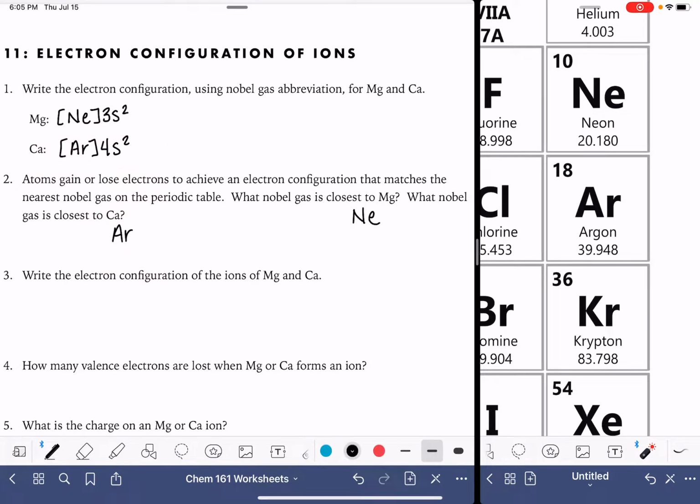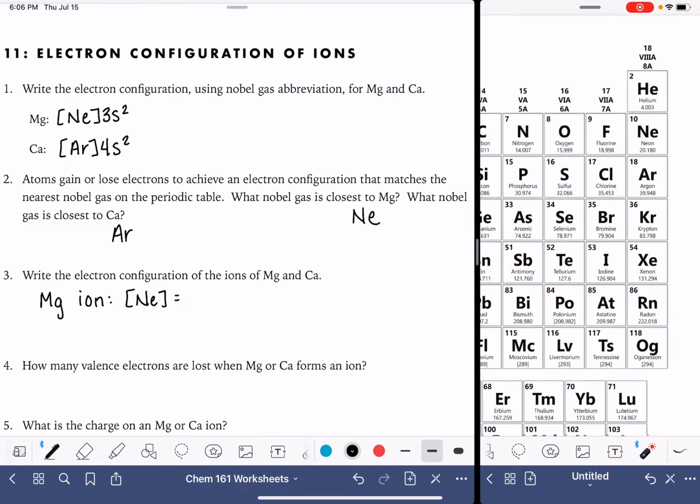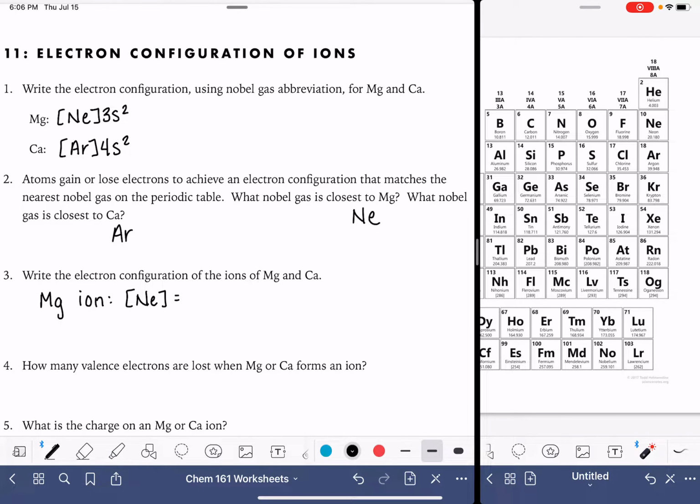So for writing the electron configuration of the ion, I'm just going to write Mg ion. Its electron configuration is going to be that of neon, which seems kind of like a cheater way to write it. I mean, we've lost these electrons and got down to an electron configuration of neon. Almost seems like we should probably just write the electron configuration out. For neon is 1s2, 2s2, 2p6.